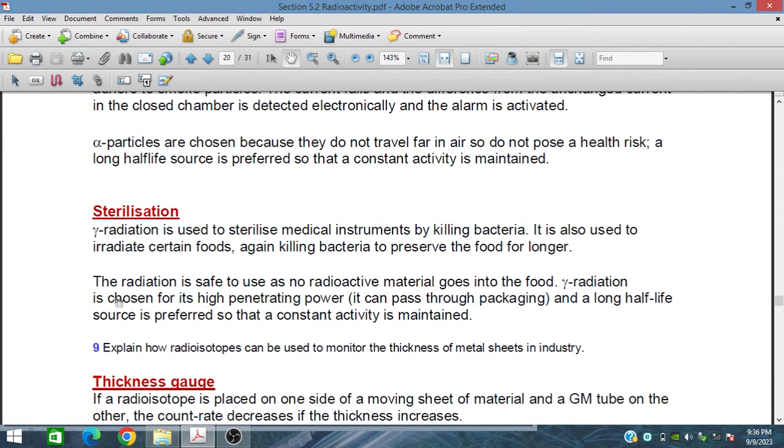Gamma radiation is chosen for its high penetrating power, so it will pass through and move away. And a long half-life source is preferred so that a constant activity is maintained. So for this sterilization process, gamma radiation is used.